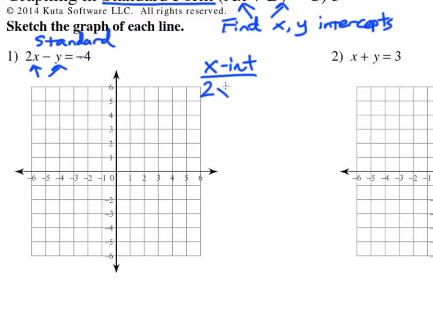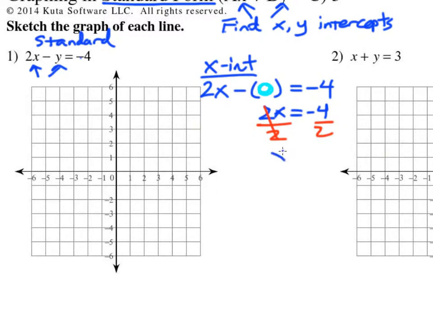First, we'll do it by plugging in zeros. To find the x-intercept, you rewrite the equation, except instead of writing y, since we know that y is going to equal 0 at that time, let's go ahead and plug in the 0 right here. So this becomes a 0, and we get 2x equals negative 4. How do we get x by itself? Of course, we divide both sides by 2. That makes a 1. So we get x equals negative 4 divided by 2. 4 divided by 2 is 2, so we get negative 2.